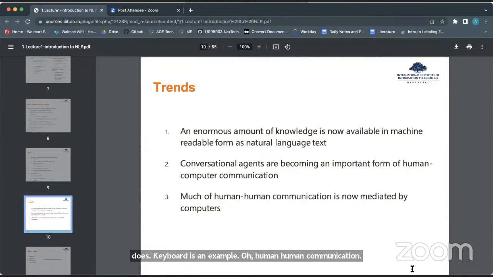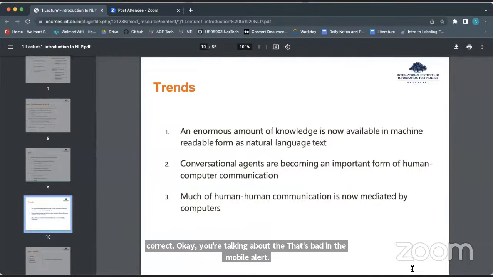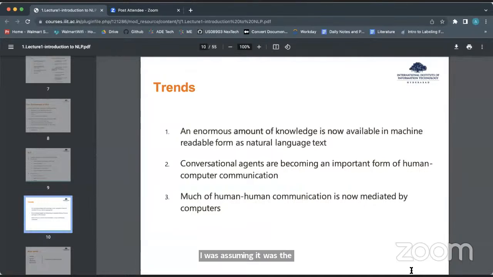Oh, which gives the next word suggestions. Yeah, correct. Okay, you're talking about the touchpad in the mobile, right? I was assuming it was the actual keyboard. Fine, yeah, I understand. So that is one of the NLP applications, exactly. So NLP is in front of you every day.